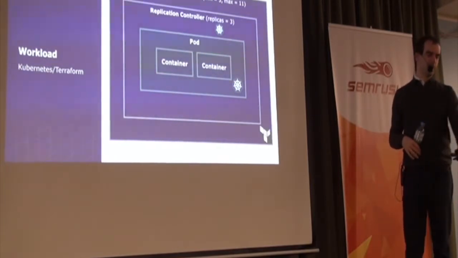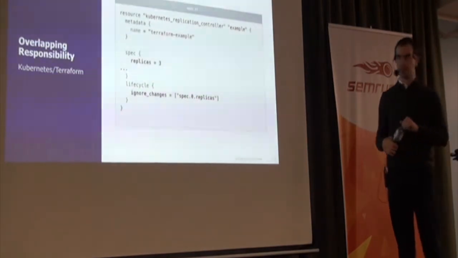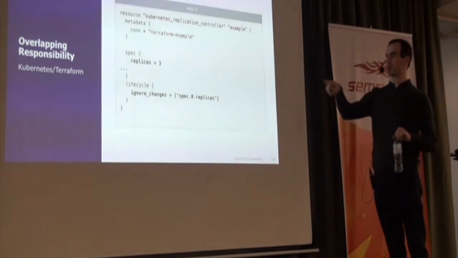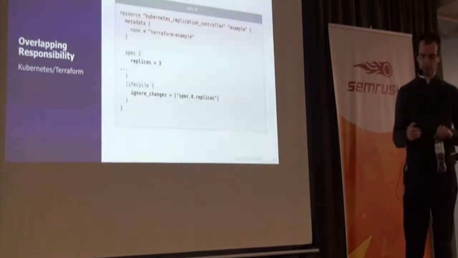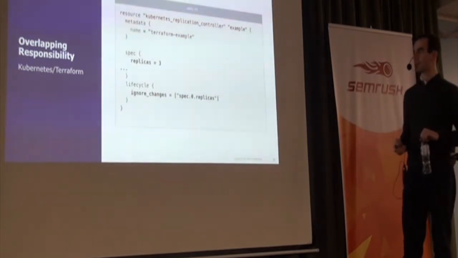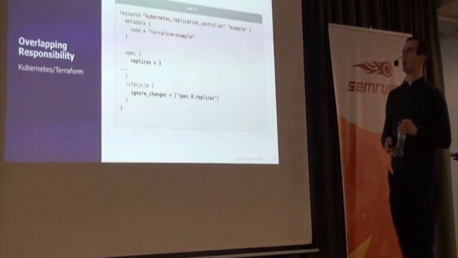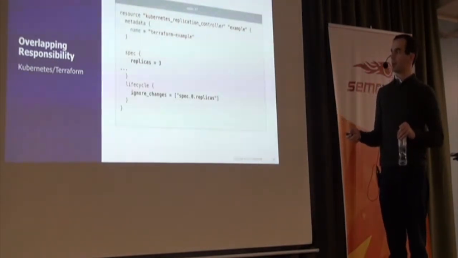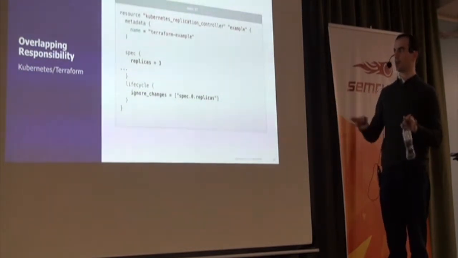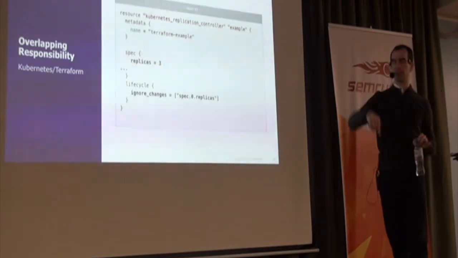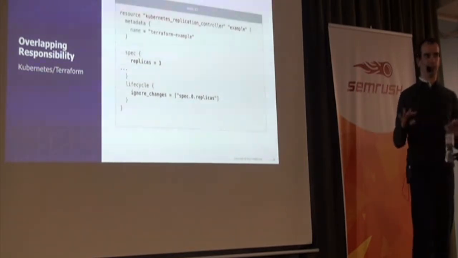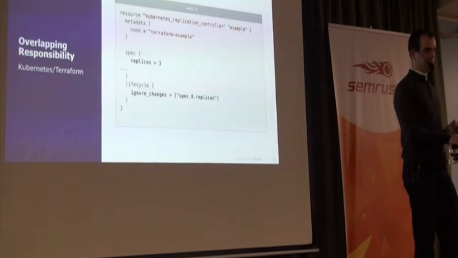So one way to deal with this overlap is to use this lifecycle block that we talked about earlier. Other than create before destroy, it also has this other config option here, which is called ignore changes. And what we say here is, create me a replication controller with 3 replicas to start with, and then whatever changes happen to it, I just don't care. Just ignore any changes that Kubernetes makes or anyone else makes to that field. So don't generate any diffs. So that will prevent the conflict.